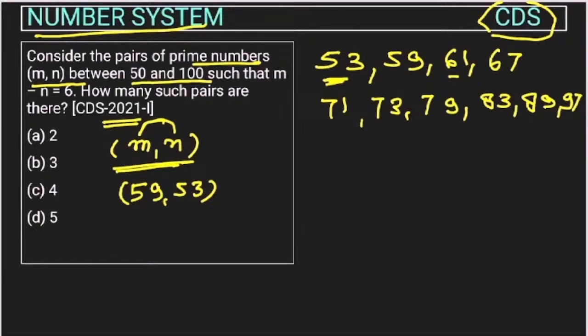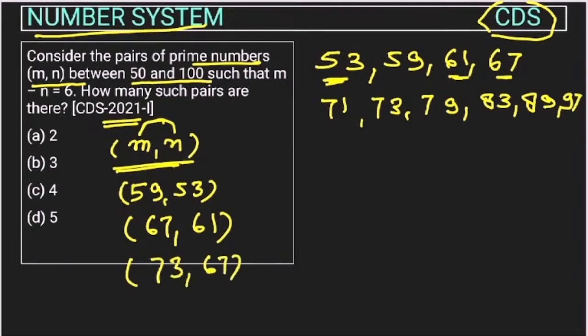Now move to 61. 61 and 67, the difference is 6, so this is another pair. Can we consider 61 with 71? No, because the difference is 10. 67 and 71 has a difference of only 4. Now take 61 and 73. The difference is 6, so we can take that pair, 73 and 67. Can we take 67 and 79? No, because the difference is more than 6.